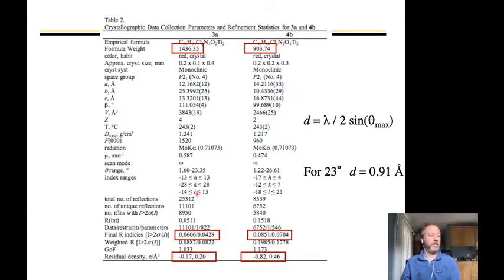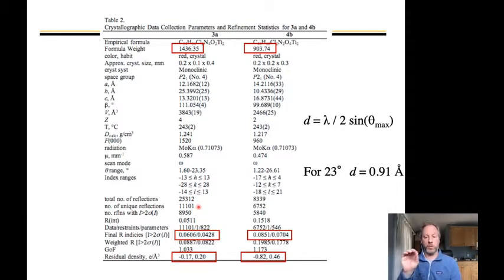And the HKL indices, what this is saying is we saw all of the angles from negative 13 all the way up to 13 for H, K, and L. So a lot of data. We saw 25,000 reflections. That's a lot of reflections. 11,000 of them were unique.